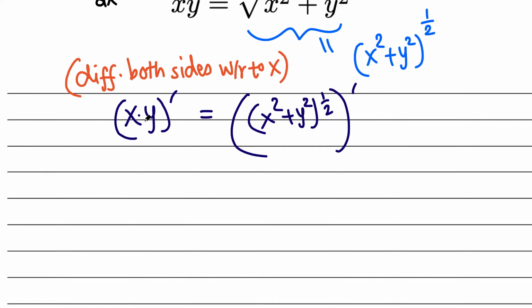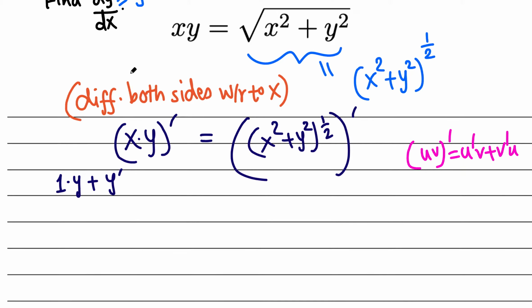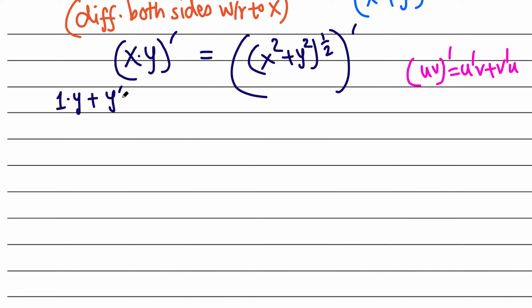Here on the left, we have a product, so we must use the product rule. When we have (uv) prime, that's u prime v plus v prime u. There is no other way out. That's the only thing we can do here. So using the product rule, we get derivative of x, 1, times y, plus derivative of y, that's y prime. And this is not 1 because y prime is dy over dx. That's what we are trying to determine for this question. V prime u is x, equals.